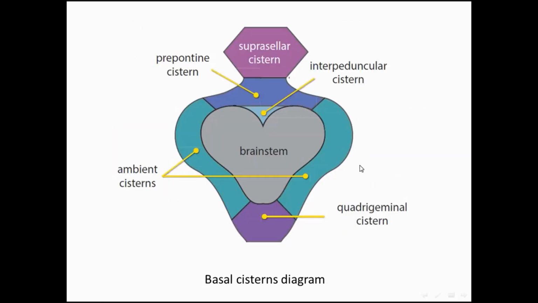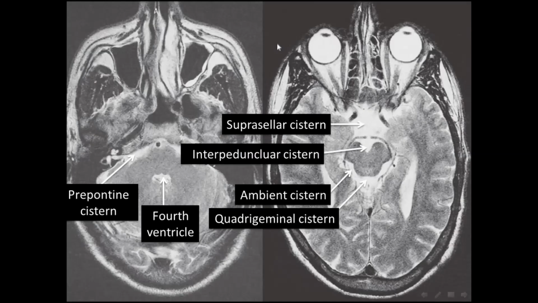This is another illustration to show the relation of these basal cisterns, although it's not true that all of these cisterns are on the same section. This is the brainstem at the center, and on the back side is the ambient cistern on two lateral sides, and the quadrigeminal cistern posteriorly. The interpeduncular cistern lies between the two cerebral peduncles. The prepontine cistern is anterior to the pons, and the suprasellar cistern is superior to the sella turcica.